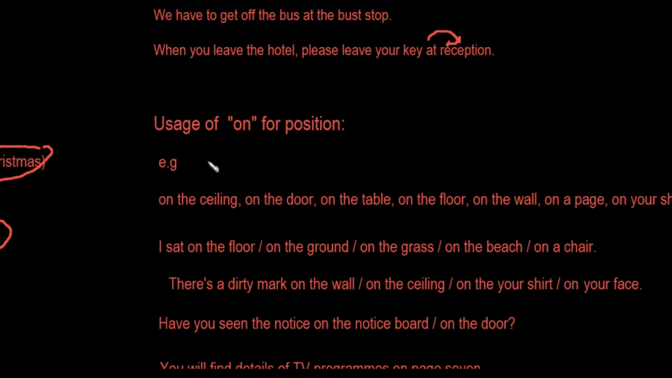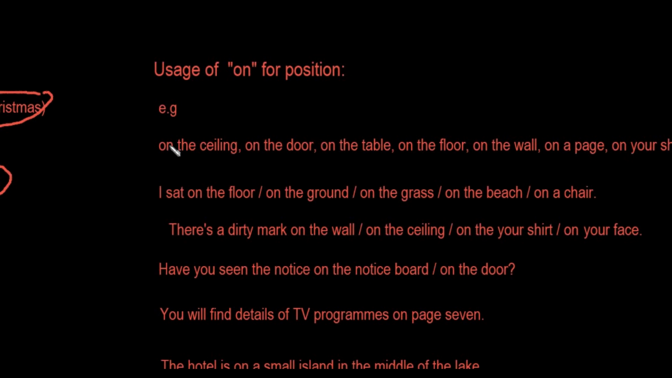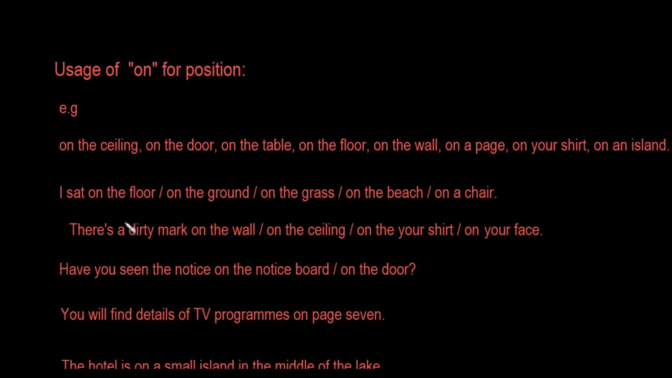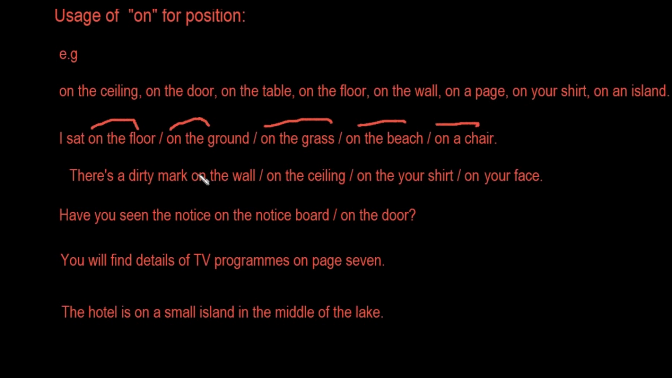Okay, usage of on for position. So on the ceiling, on the door, on the table, on the floor, on the wall, on a page, on your shirt, or on an island. For example, I sat on the floor. It is something which has a surface, and where we sit or do something, like on the floor. A floor is a surface, on the ground, on the grass, on the beach, on the chair. There is a dirty mark on the wall. It has a surface: on the ceiling, on your shirt, on your face.